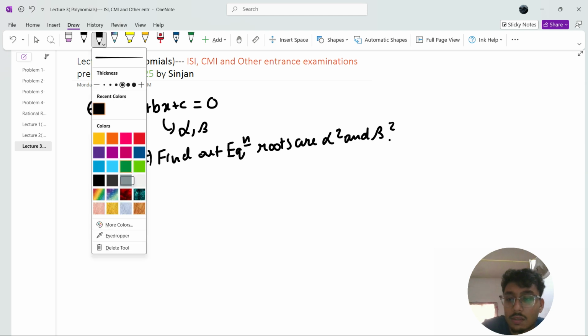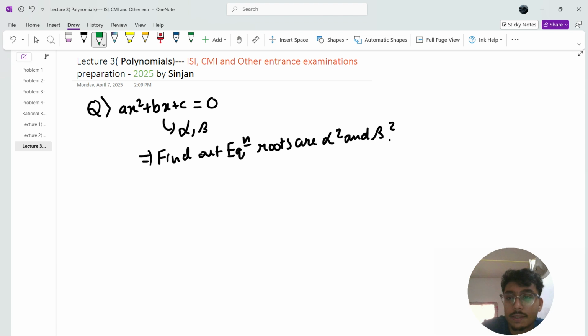Just changing the color. Let's start with green today. So x square plus bx plus c is equal to 0. My general quadratic equation is given, whose roots are given to be alpha and beta. Now we need to find the equation whose roots are alpha square and beta square.